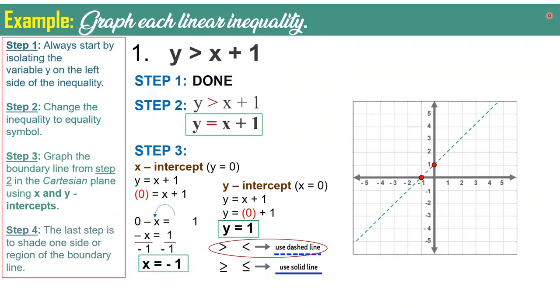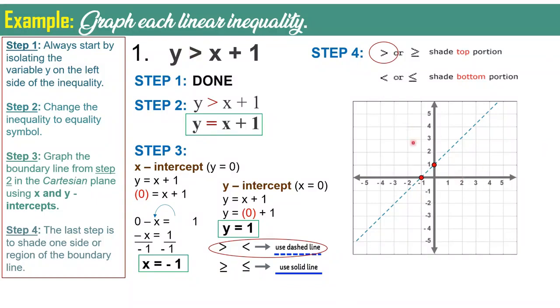Then after that, for step 4, we have to identify which part must be shaded. So, to know what portion you will shade, let us look at this. If the given inequality is greater than or equal to, you have to shade the top portion. But if the given inequality is less than or equal to, you have to shade the bottom portion. So let's look at the given again, and we have here greater than. Therefore, what we need to shade is the top portion.